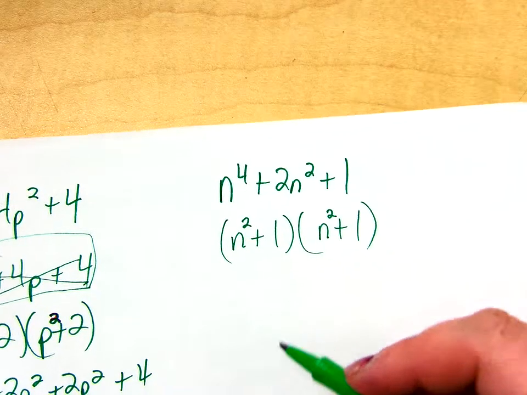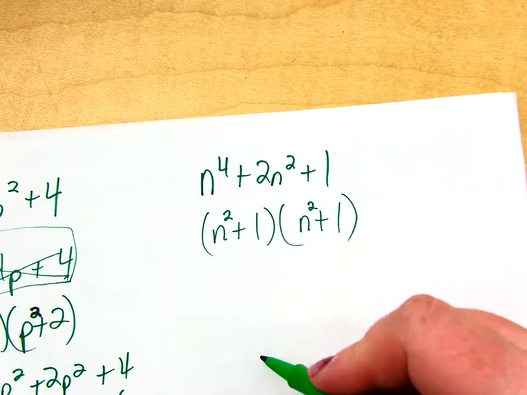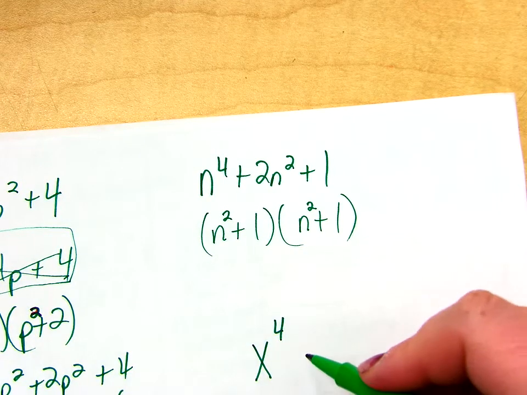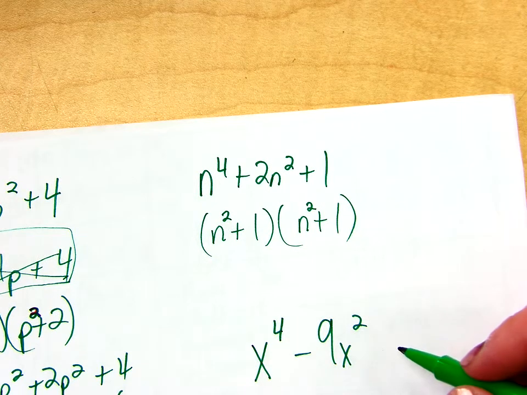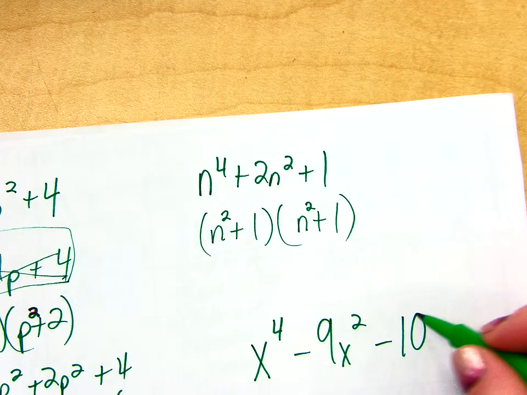Okay, let's try, I'm going to make one up. How about x to the fourth minus 9x squared minus 10.